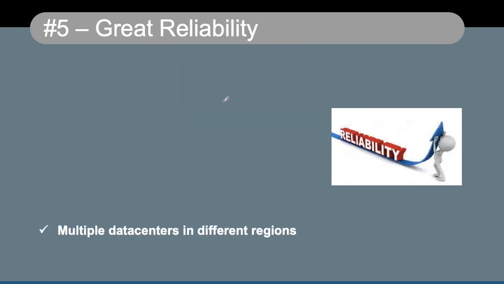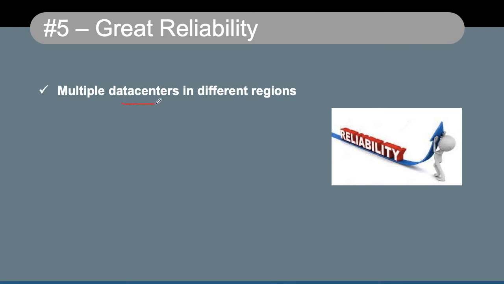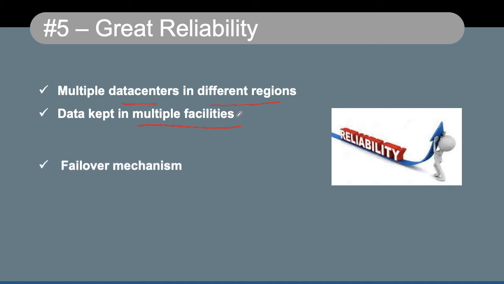Global reach and reliability, multiple data centers in different regions. So they have n number of different data centers. Just to give you an example, AWS has more than 200 data centers available across 13 or 14 different regions. So the data centers are available in various regions. Your data is kept in multiple facilities, so that helps with disaster recovery and high availability.